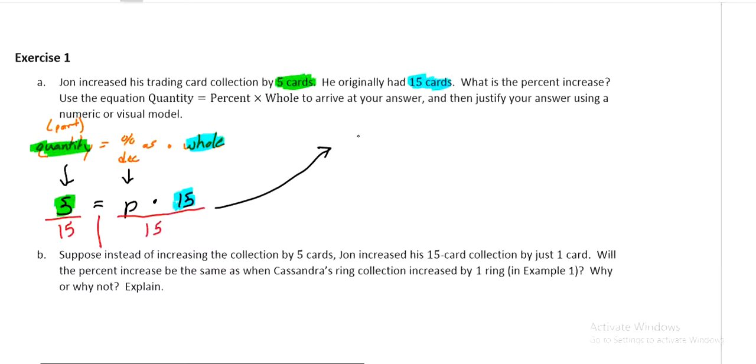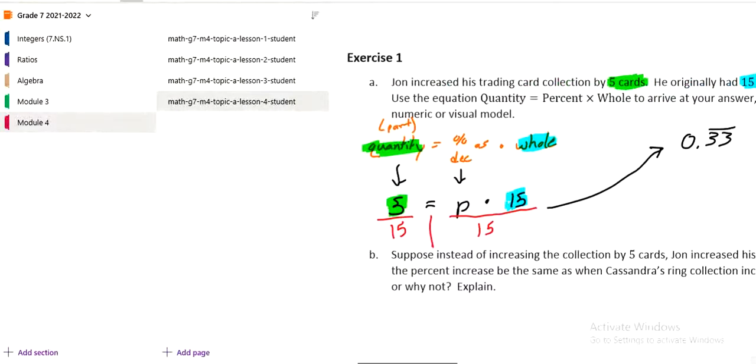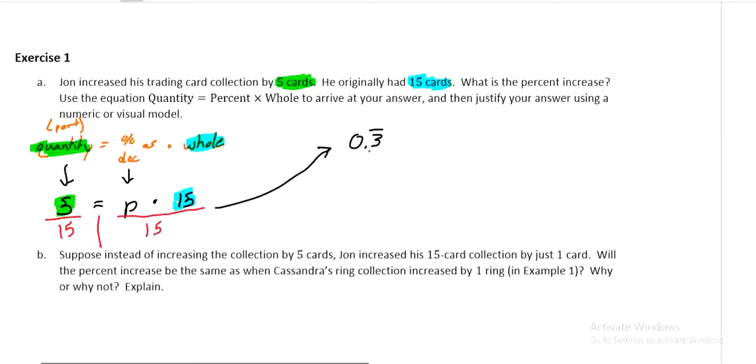And let's see, 5 divided by 15 gives you 0.3 repeating. So actually it should just be, there we go, it should just be 0.3 repeating. The 3 after it was okay, it's just kind of unnecessary because we know that this bar means that the 3 goes on forever. All right, and that is equal to P.